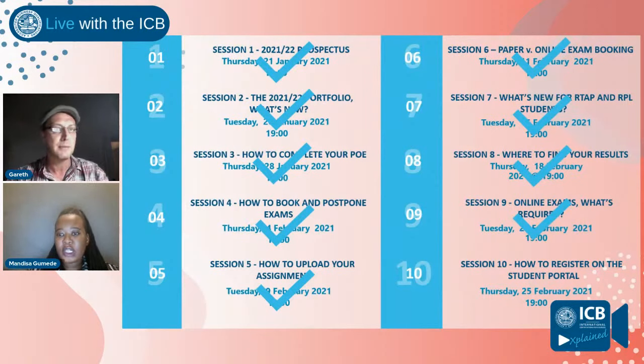Then we looked at paper versus online exam booking, what's new for RTAP and RPL students, where to find your results, and online exams and what is required. Okay, so that is 9 sessions done. 1 more to go. Shall we field some questions? And hopefully we will see you guys on our next session, where we look at how to register on the student portal if you haven't already logged into the student portal.